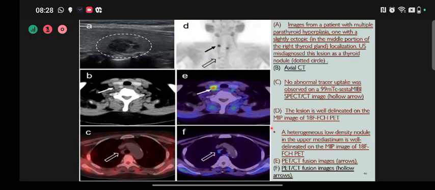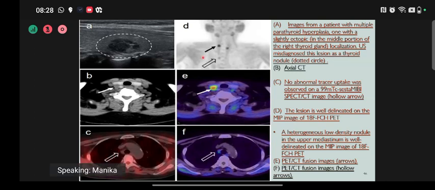Then this is imaging from a patient with multiple parathyroid hyperplasia, one with a slightly ectopic localization, and ultrasound. This is ultrasound imaging. It misdiagnosed this lesion as a thyroid nodule, as we can see in the dotted circle. Then this is the axial CT, and in figure C, no abnormal tracer uptake was observed on the sestamibi SPECT CT image as described by the hollow arrow.